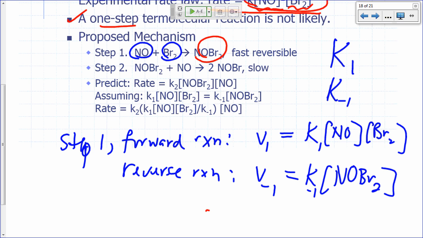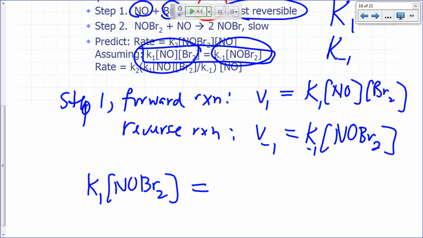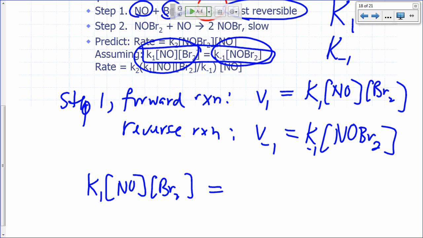Since we're assuming that step 1 is fast and reversible, that means throughout most of the reaction, these two are going at equal rates. In other words, we're going to assume that the forward reaction, V1, is equal to the reverse reaction for step 1. So V1 equals V sub negative 1. Well, if that's the case, what do we get? Let's rewrite that here. k1 times NO times Br2, the forward rate for step 1, is equal to the reverse rate, which is k sub negative 1 times NOBr2.